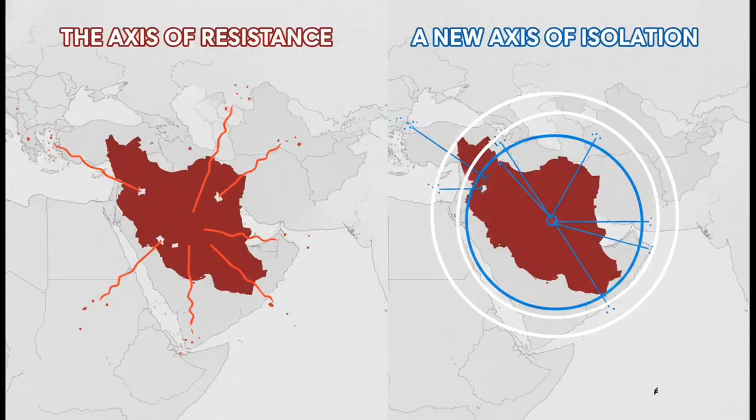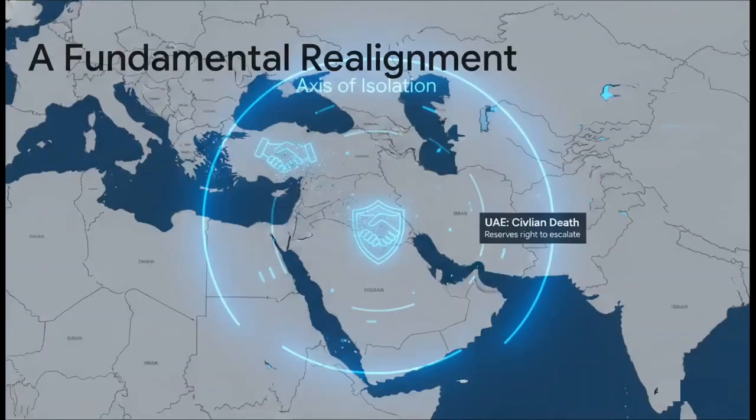For decades, Iran had built what it called its axis of resistance, this network of proxies designed to challenge the U.S. and Israel. Well, in a single night, its own missiles created the total opposite. A new axis of isolation. It had accidentally forged a coalition of its greatest enemies against itself. This was a fundamental realignment of the entire region.